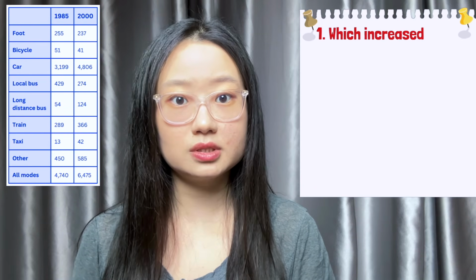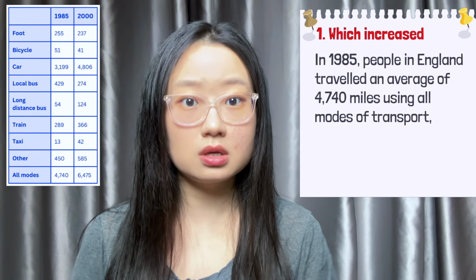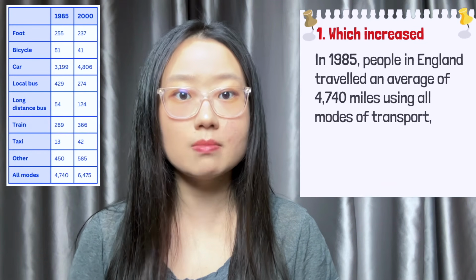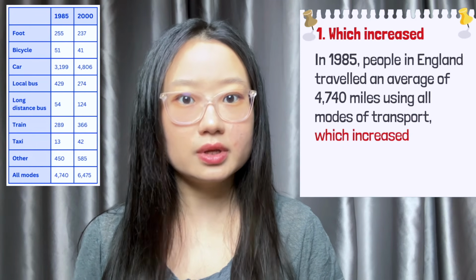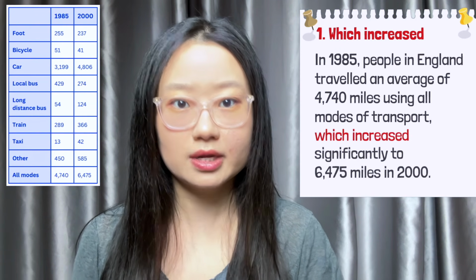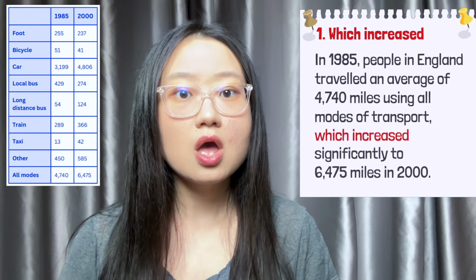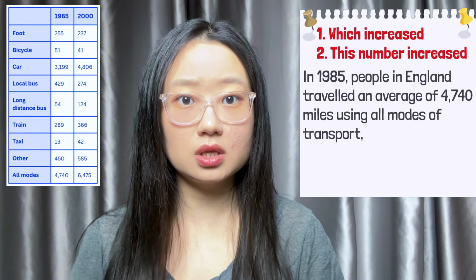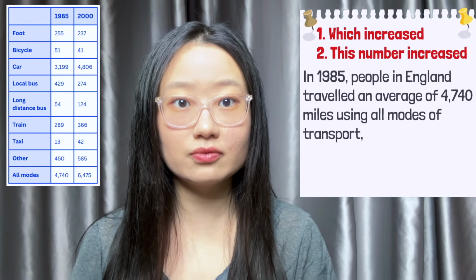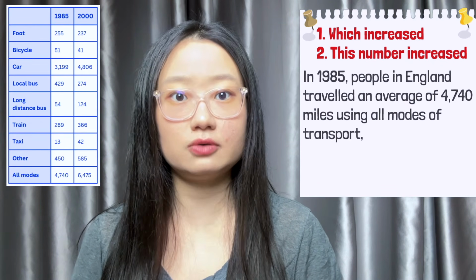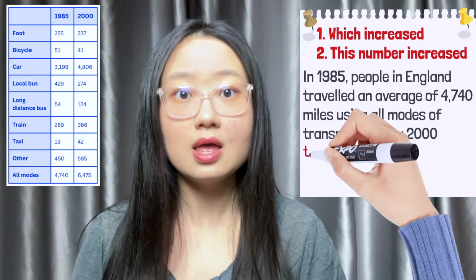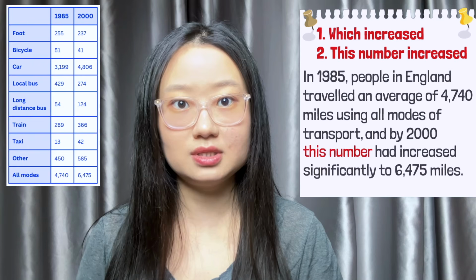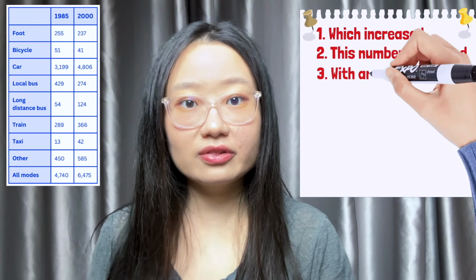1. Which increased. In 1985, people in England traveled an average of 4,740 miles using all modes of transport, which increased significantly to 6,475 miles in 2000. 2. This number increased. In 1985, people in England traveled an average of 4,740 miles using all modes of transport, and by 2000, this number had increased significantly to 6,475 miles.